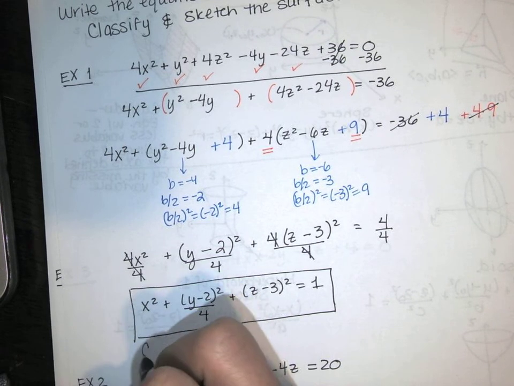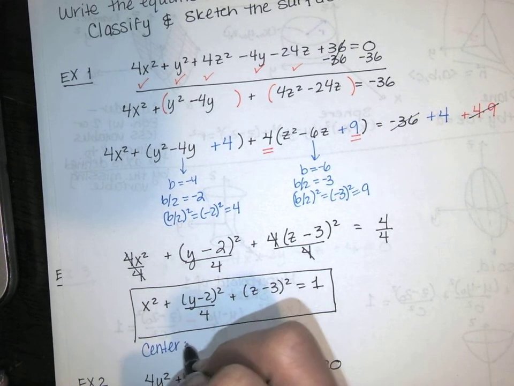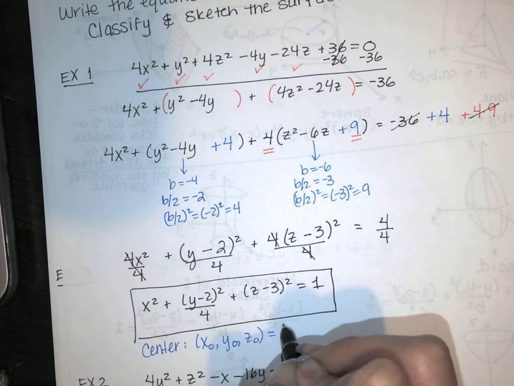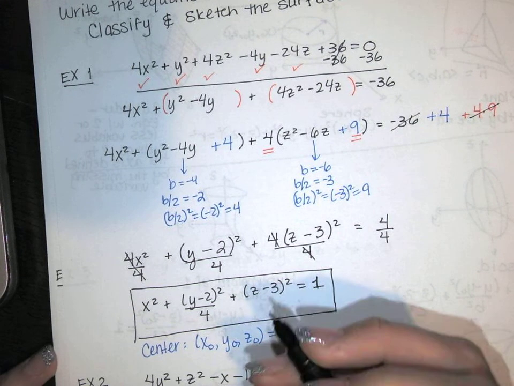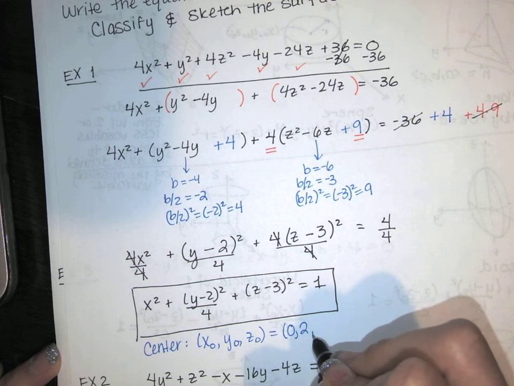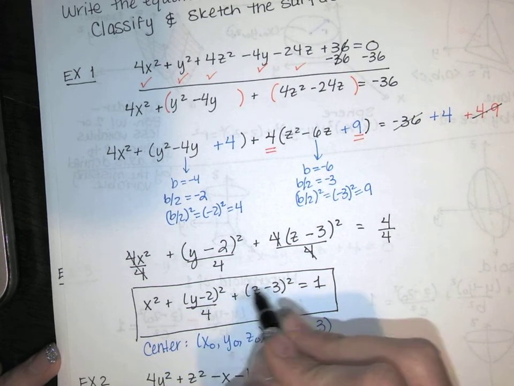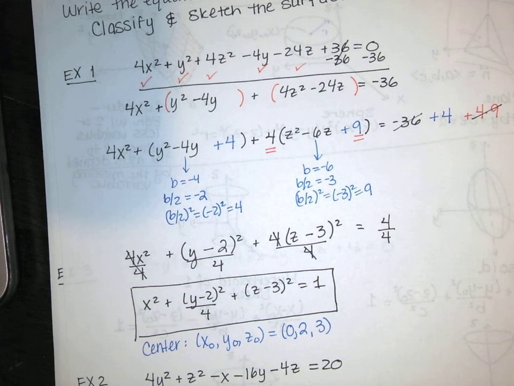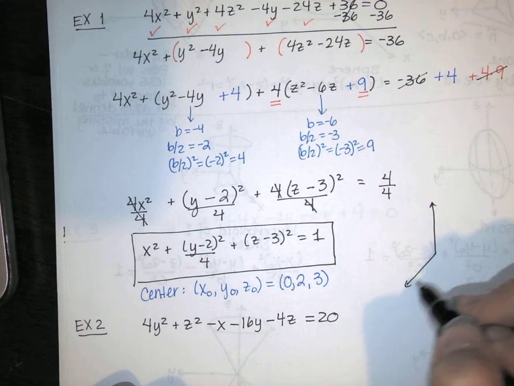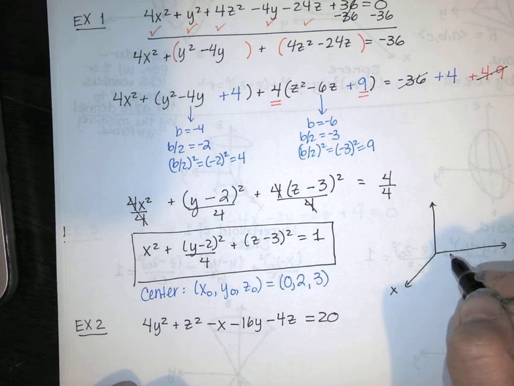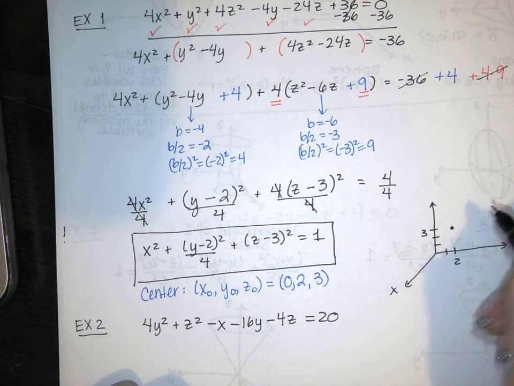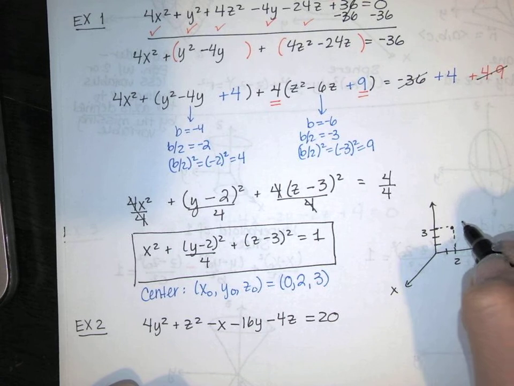Let's identify the center. X naught, y naught, z naught is what you're subtracting from the x, the y, and the z. We're not subtracting anything there, so x naught is 0. Y naught is 2, and z naught is 3. We always take the opposite sign from what's there. So we're going to go to x equals 0, y equals 2, z equals 3. That's our center. It's actually back here in the YZ plane.